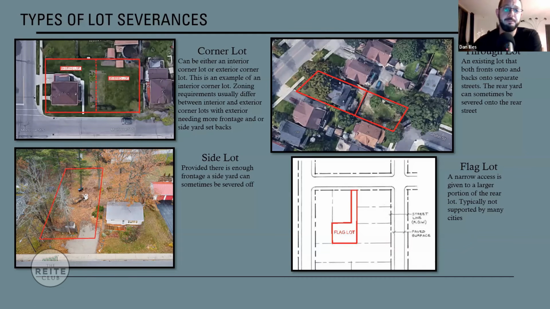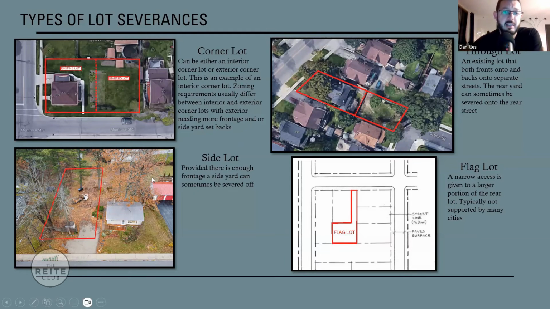There's typically four types of lot severances. There's a corner lot, which can be an exterior corner lot or an interior corner lot, and that's dependent upon where the existing house is located. This is important to know, because an exterior corner lot will typically require more frontage and larger side yard setbacks due to the proximity to the adjacent road.